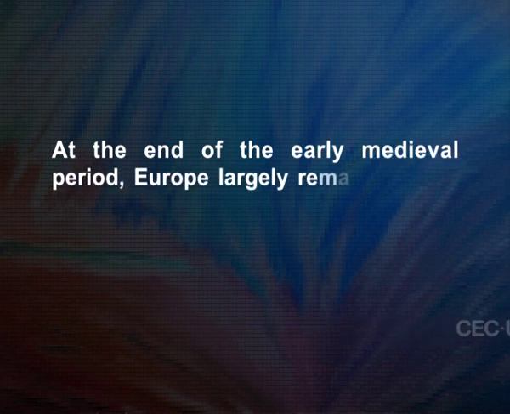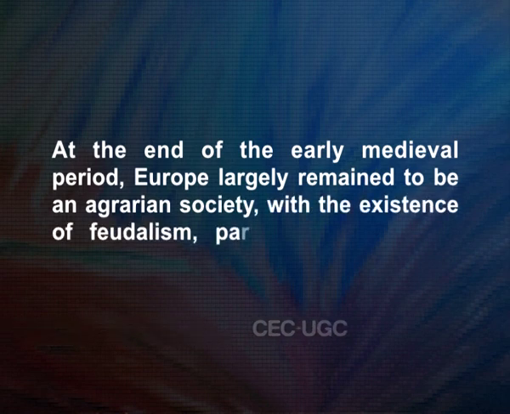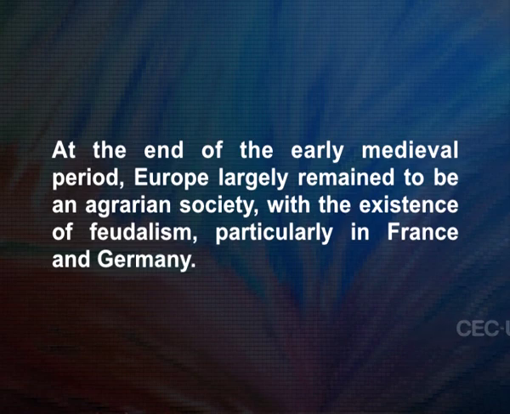At the end of the early medieval period, Europe largely remained an agrarian society with the existence of feudalism, particularly in France and Germany. As a result, there was no centralized political authority, in which the king did not rule but led the military in war. At the same time, there was no military under the king's possession, but it was provided in the time of war because the land-owning lords granted some of their property to knights, mostly to cavalry officers.